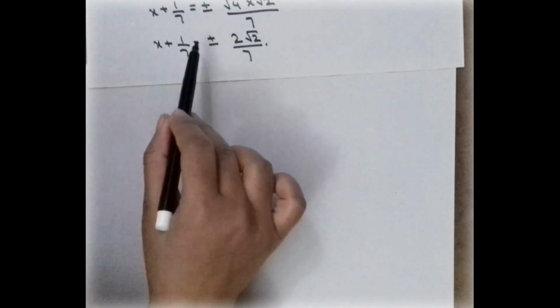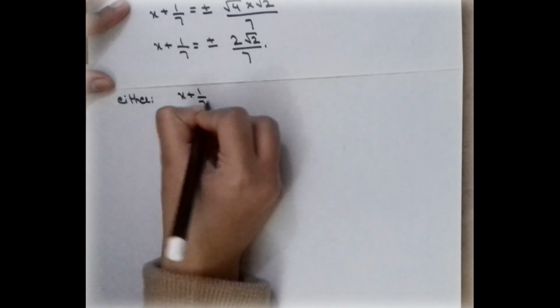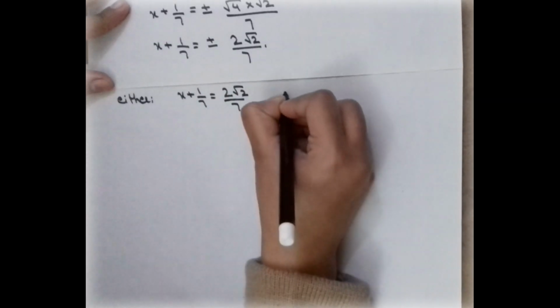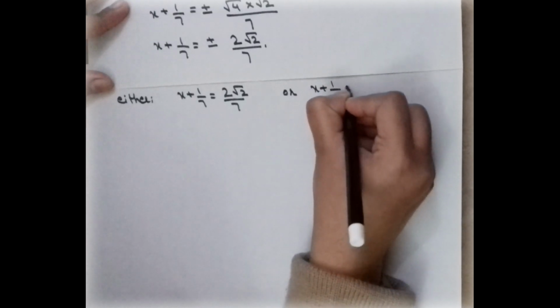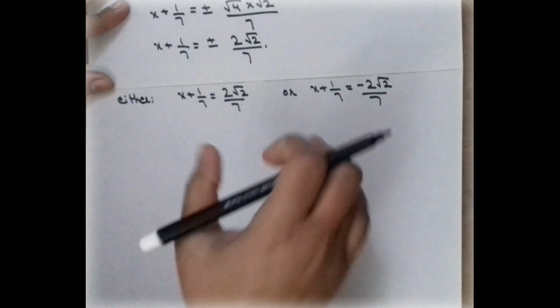Now we have to solve this. We have two situations, with plus sign or with minus sign. So either x plus 1 over 7 is equal to positive 2 under root 2 over 7, or the other case is x plus 1 over 7 is equal to minus 2 under root 2 over 7. So we can separate this term as a positive factor and a negative factor. Now solve both of these separately.